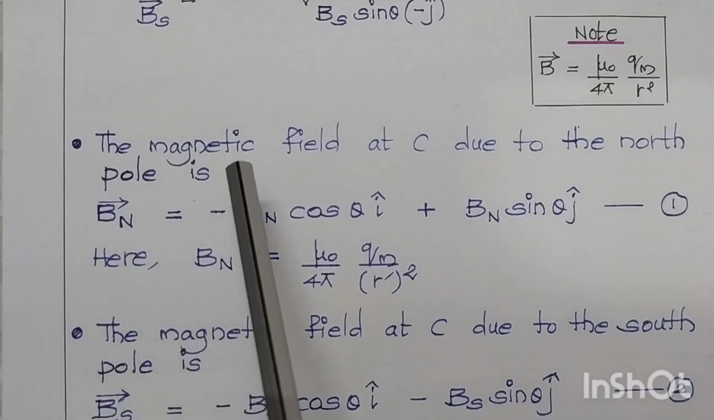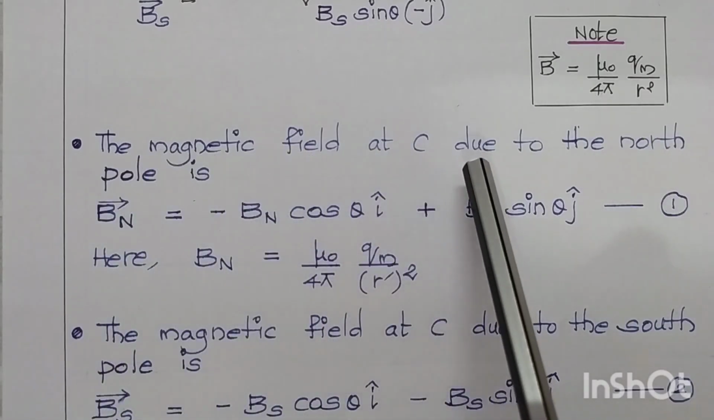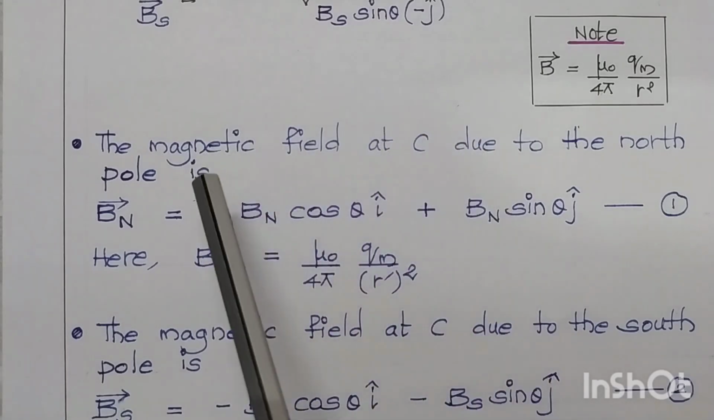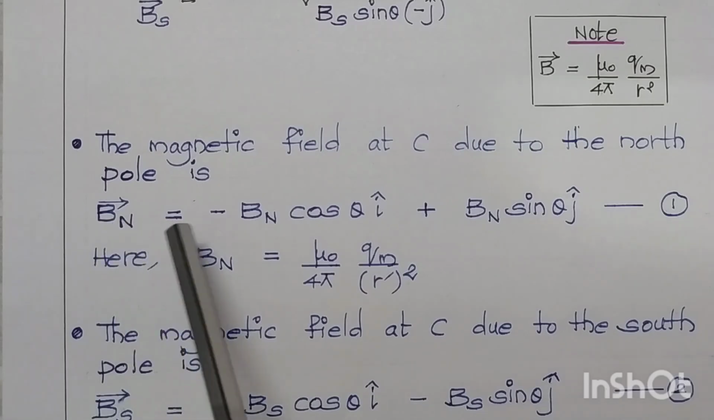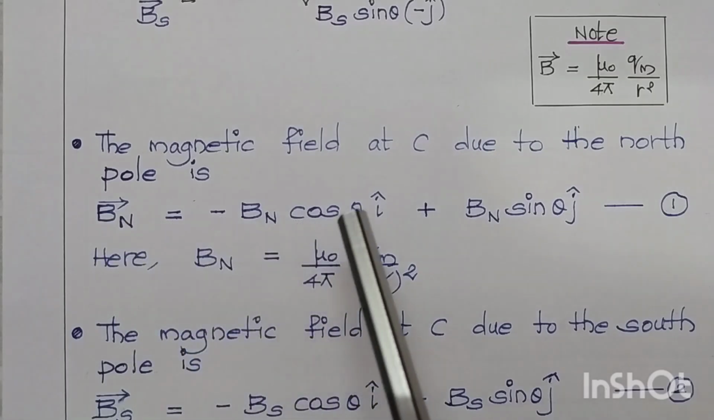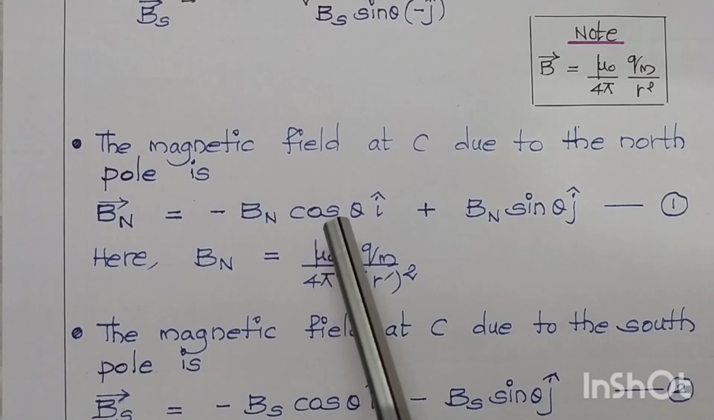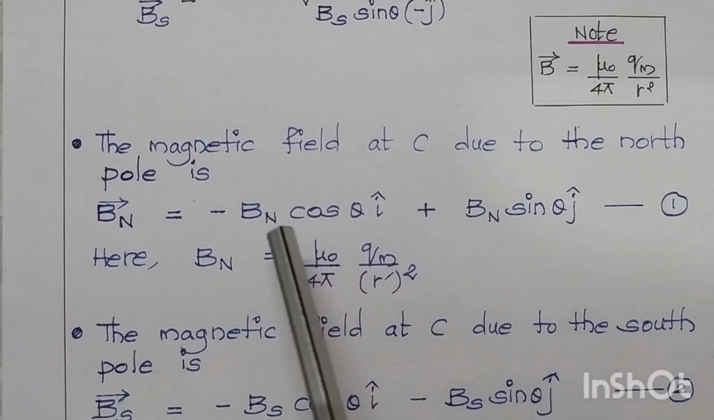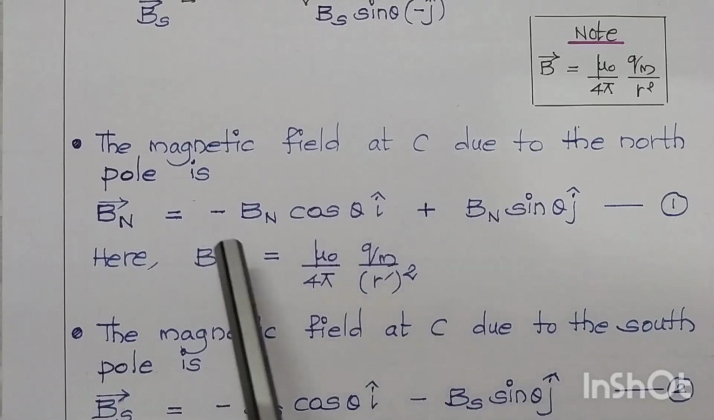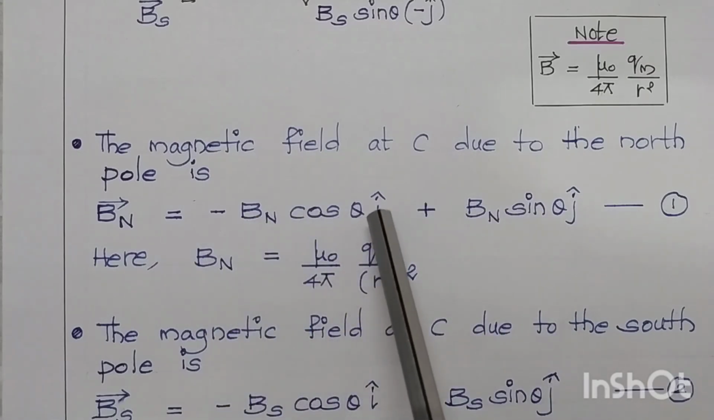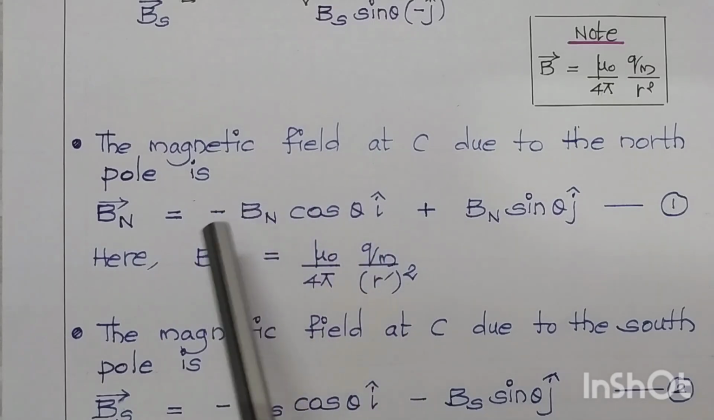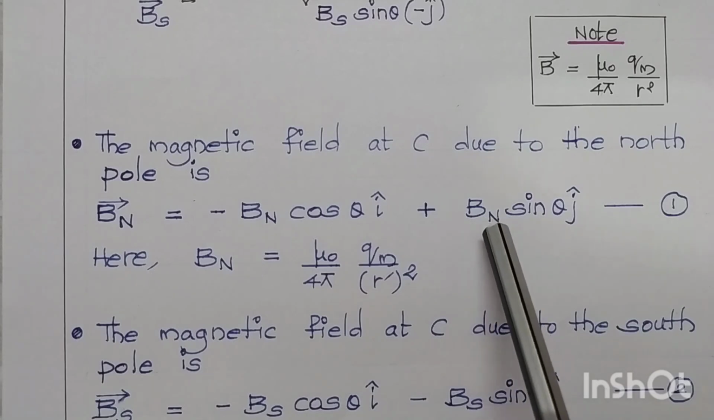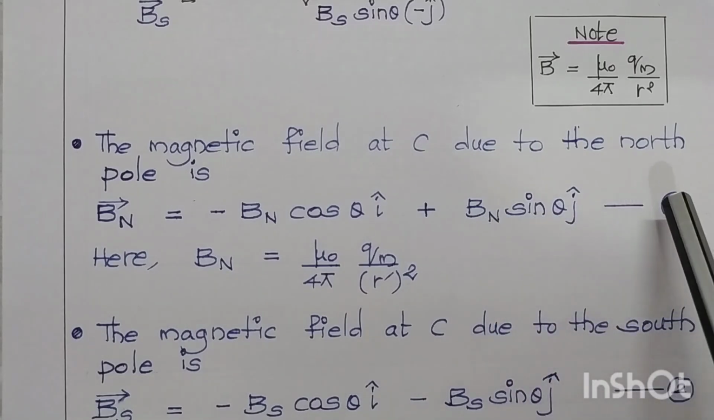Now, the magnetic field at C due to the north pole is Bn vector is equal to, we need to write both of its components. I mean to say both the horizontal component and the vertical component, and we need to add them. So minus i cap is there, so that minus comes before. So minus Bn cos theta i cap plus Bn sin theta j cap. Let it be equation number 1.